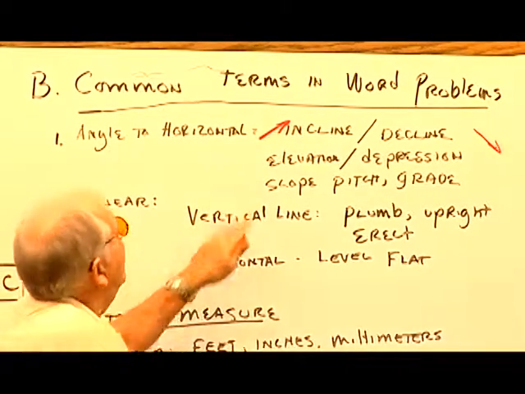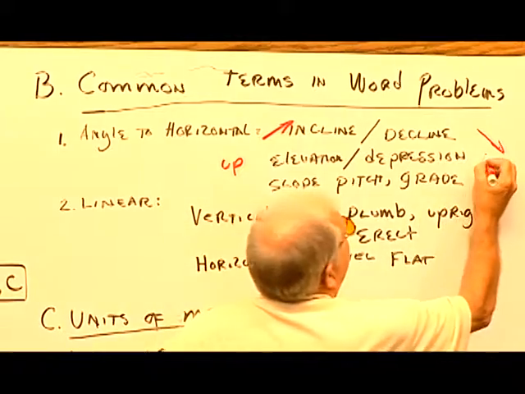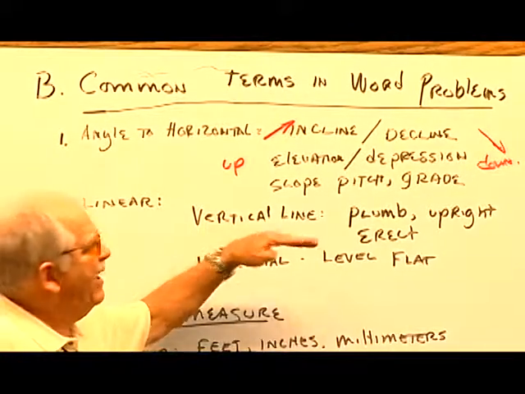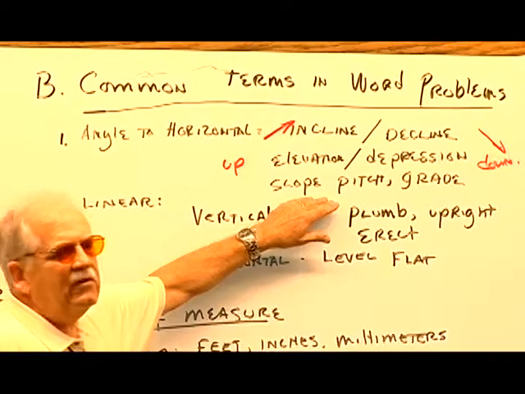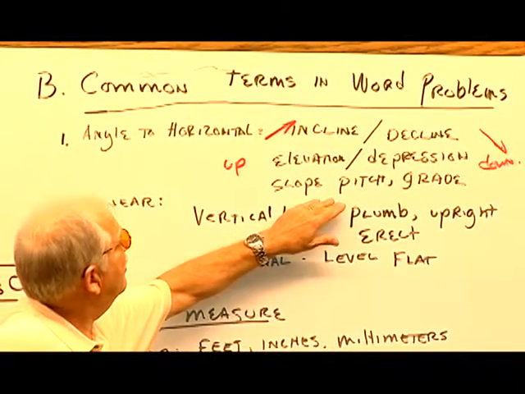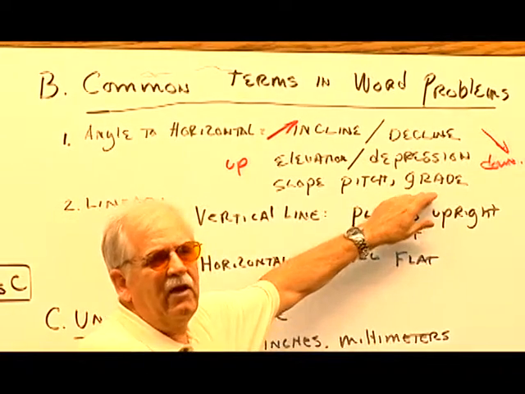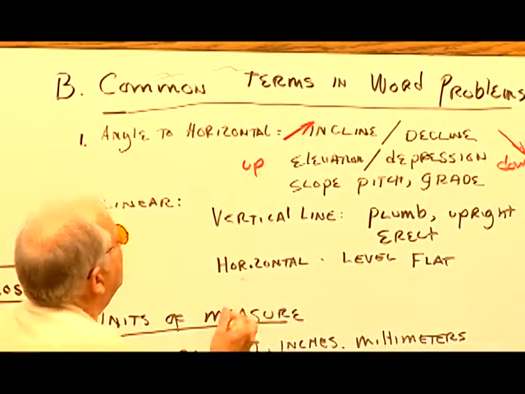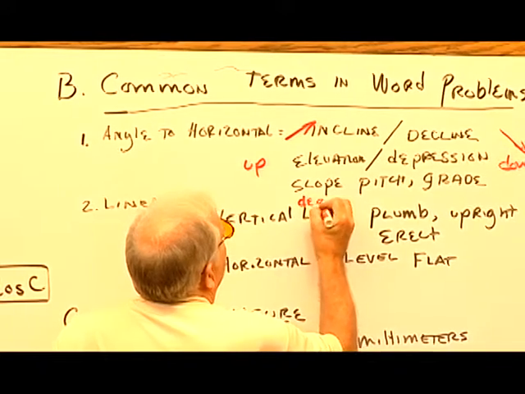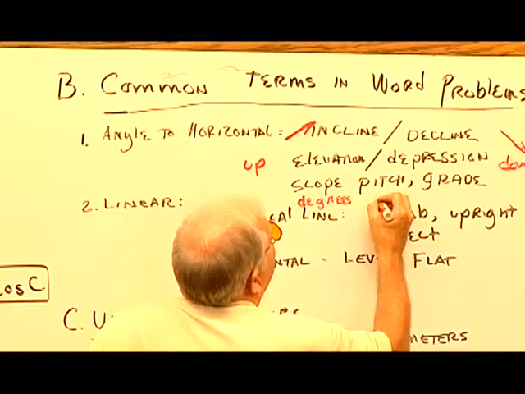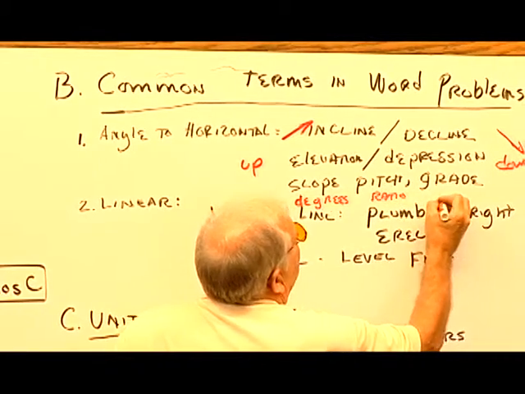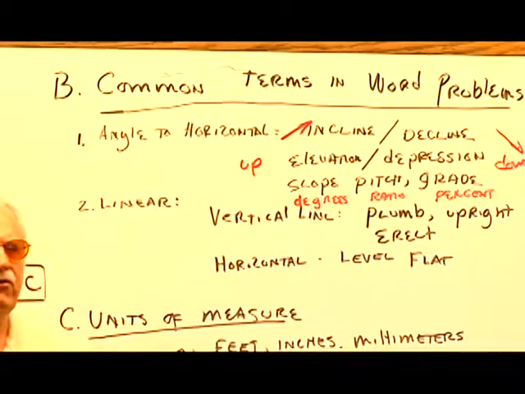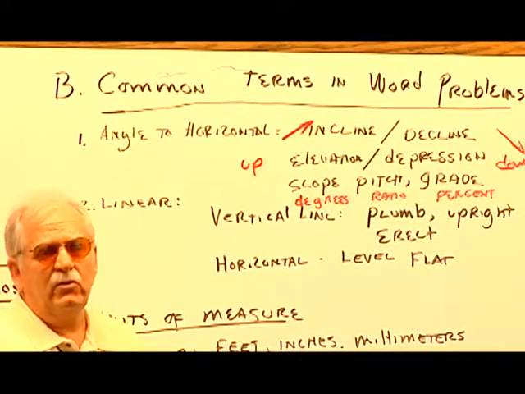Elevation and depression. Elevation is usually up. Depression is usually down. So if you see those words, then you'll know how to apply that math to those words. Now in architecture and in civil drafting and civil construction, we use words such as slope, pitch, and grade. And these are expressions of the angle to the horizontal. Slope would be an expression that is used in degrees. Pitch is a ratio. And grade is a percent. So when you're trying to solve those kinds of problems, then you have three other ways in which you can give your answer.